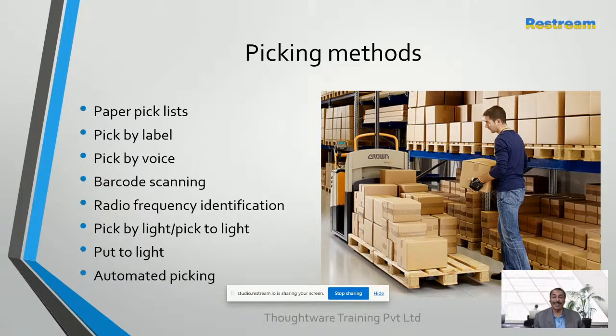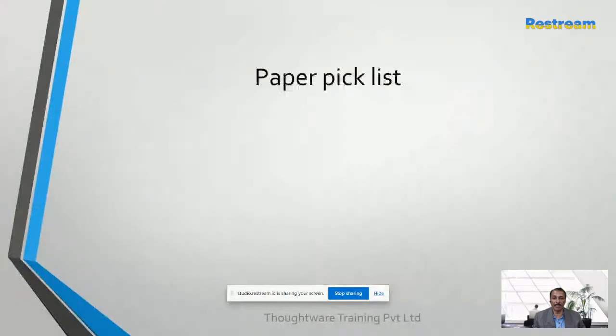Then finally, we have automated picking. If you see in traditional organizations, we are still following the manual picking method. That is because of the availability of cheaper labor. But if you need higher accuracy and productivity, then you have to go for the latest technological method. So let us see each one of these in the coming slides.